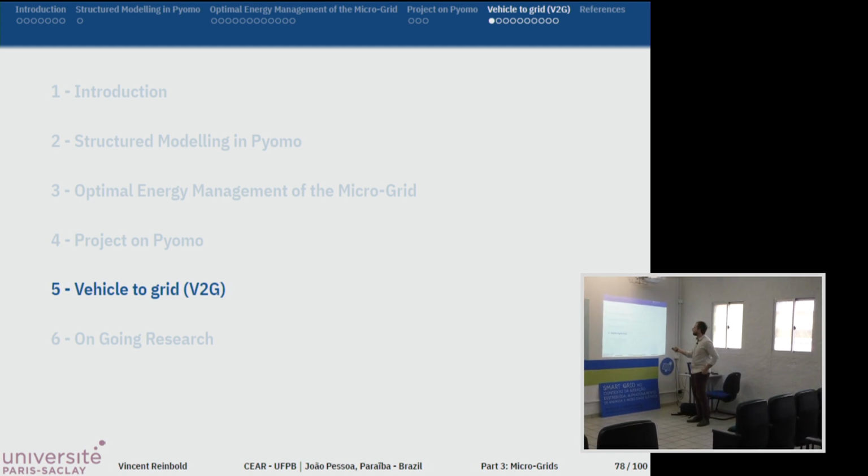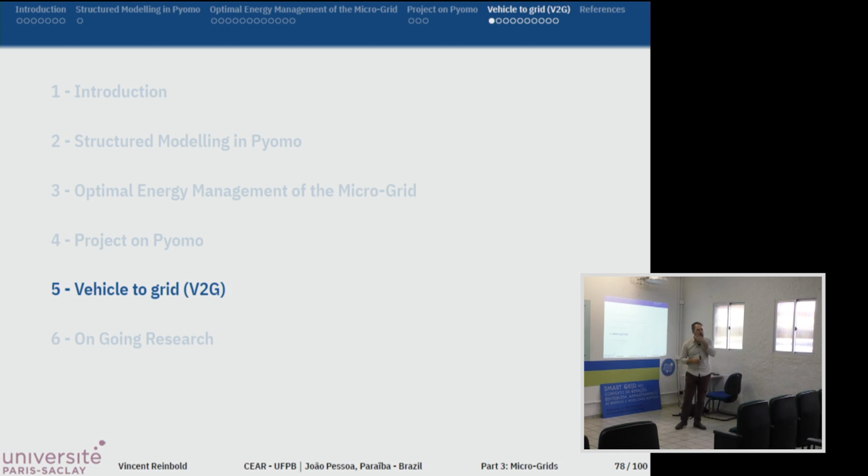Now, after we saw the problems of microgrids, we saw a little bit of theory and general definitions of the microgrids, and we took one example, one problem in the microgrid, which is the energy management. And we modeled it and we solved it using the tools we saw before. Okay, so we have a continuous line, the structure.